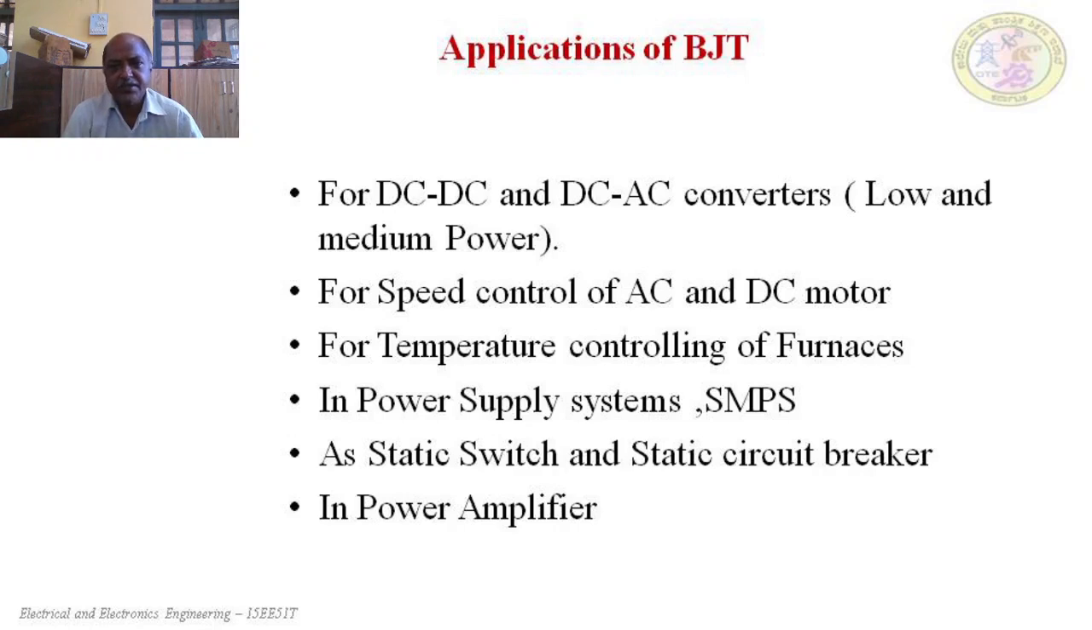For such applications, BJT can be very easily used. And BJT can also be used as a simple static switch instead of a mechanical or electromechanical switch. The transistor can be used as a static switch or static circuit breaker, because the size of the power BJT is very small compared to electromechanical or electromagnetic circuit breakers. Because of the compact size and being maintenance free, BJT can be very easily used.